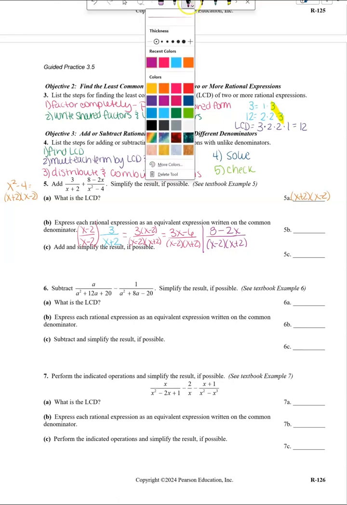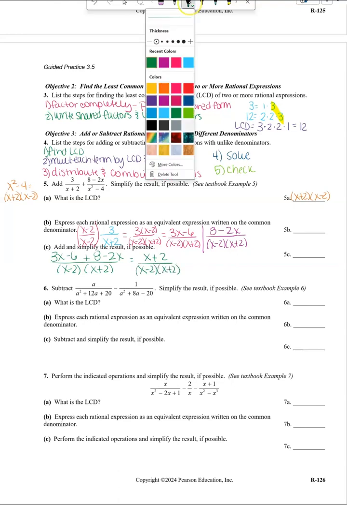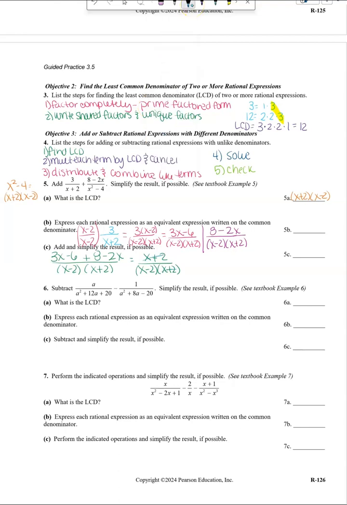So now let's just add them. So we're going to have 3x minus 6 plus 8 minus 2x all over x minus 2, x plus 2. So we can combine like terms now. So this is going to give us x plus 2 over x minus 2, x plus 2. Let's cancel, leaving us with 1 over x minus 2. And this would be our solution. Okay?